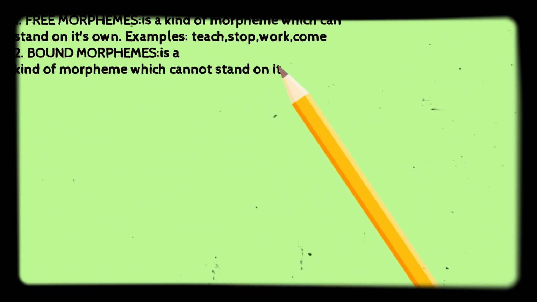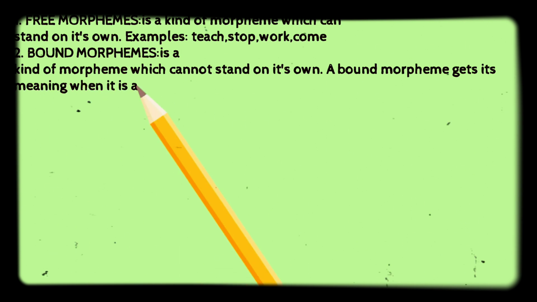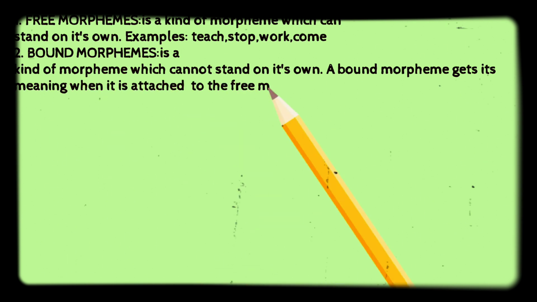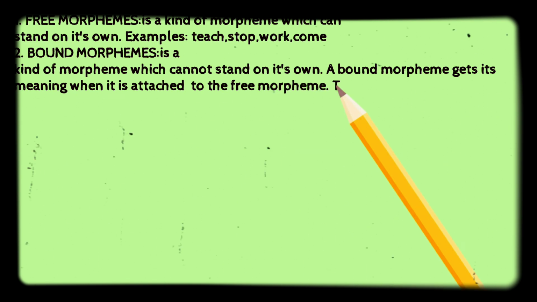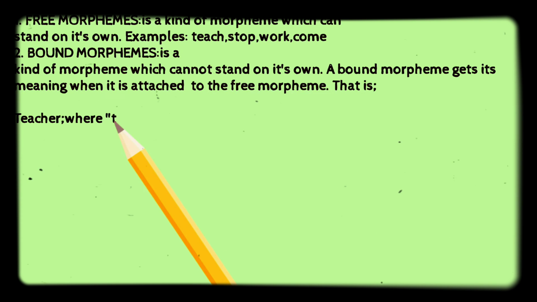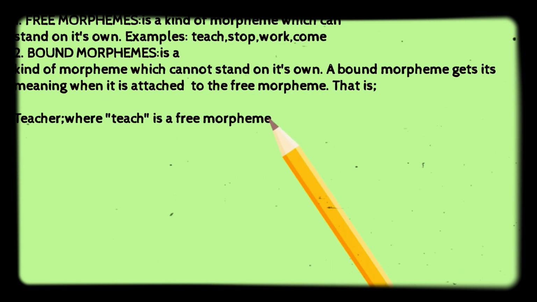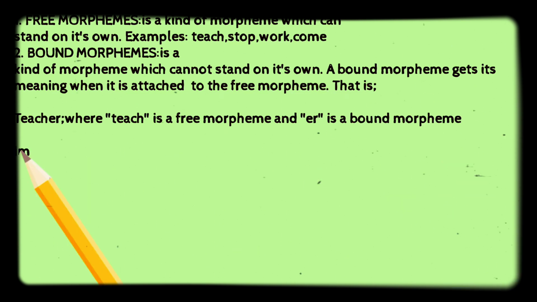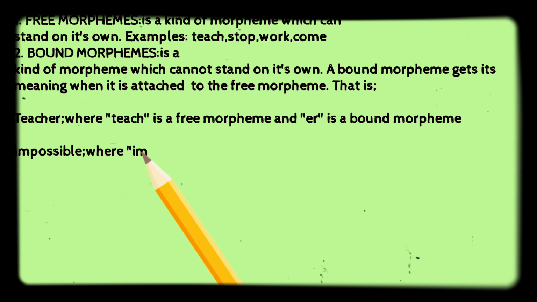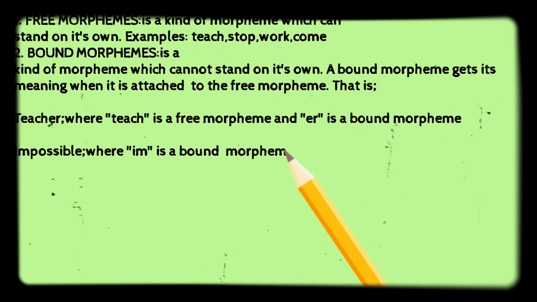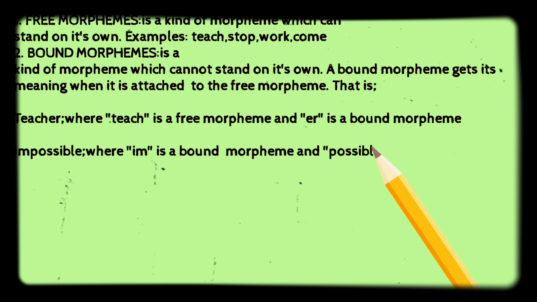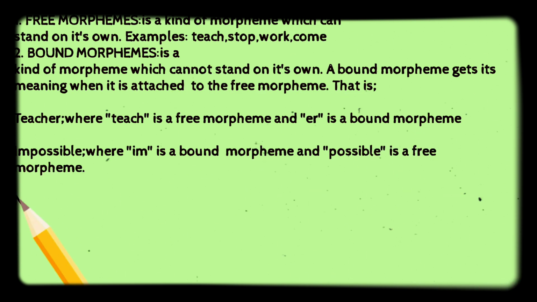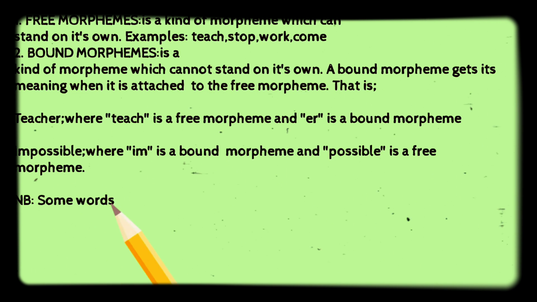A bound morpheme is a kind of morpheme which cannot stand on its own unless it is attached to a free morpheme. As it is self-explanatory, a bound morpheme always needs a free morpheme before it makes any meaning. Examples are teacher, where teach is a free morpheme, and the ER added to teach is a bound morpheme. When the ER stands alone, it does not make any meaning. Impossible, where IM is a bound morpheme, and possible is a free morpheme. When IM stands alone, it does not make any meaning.